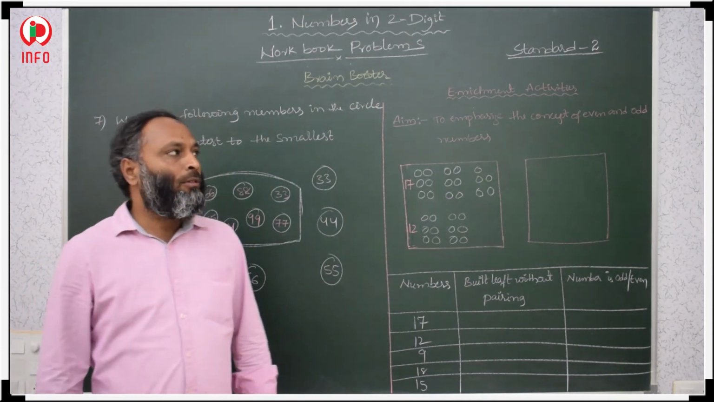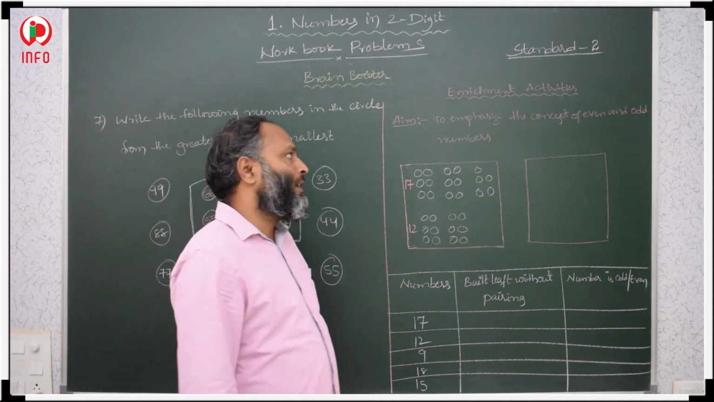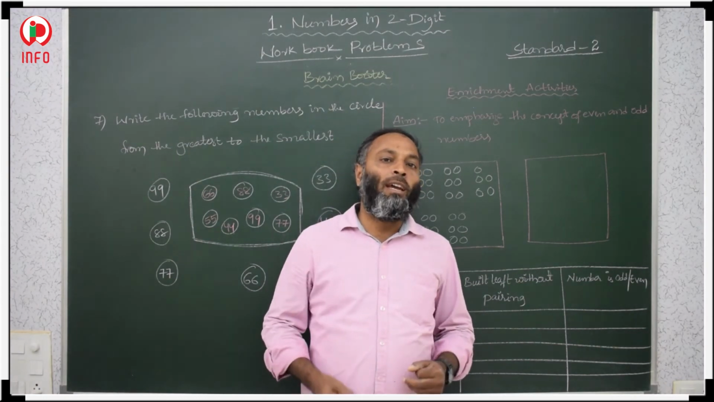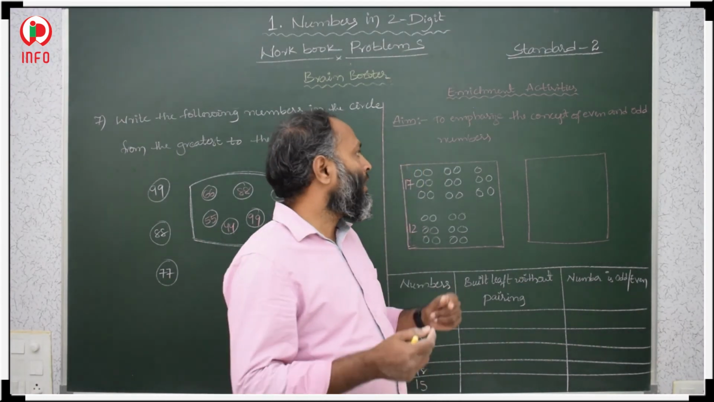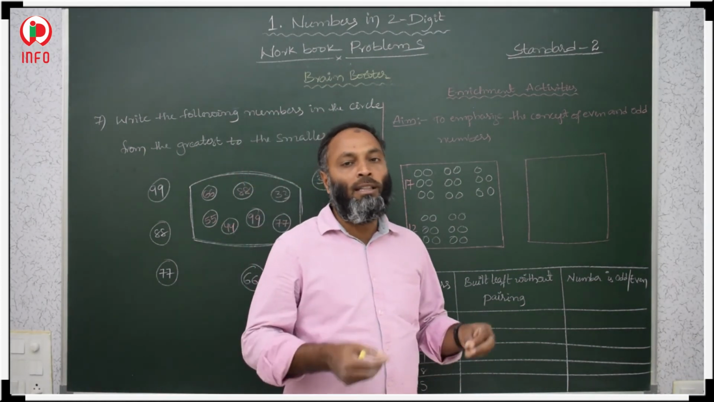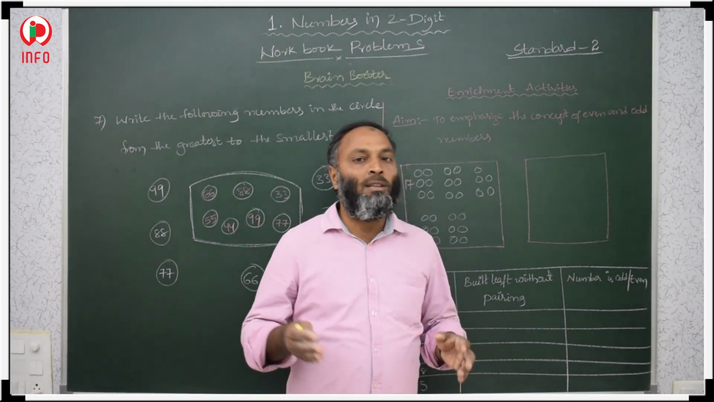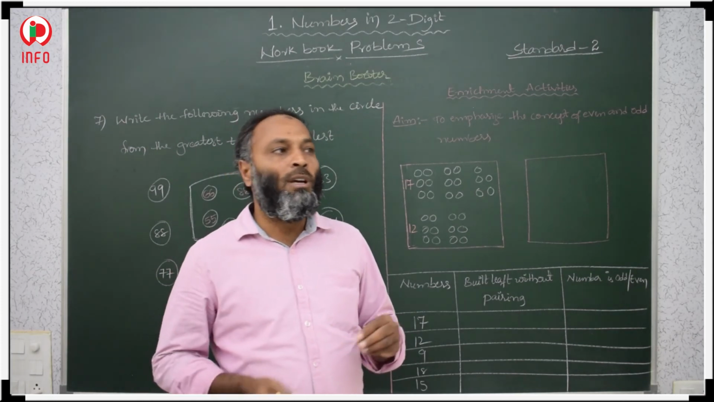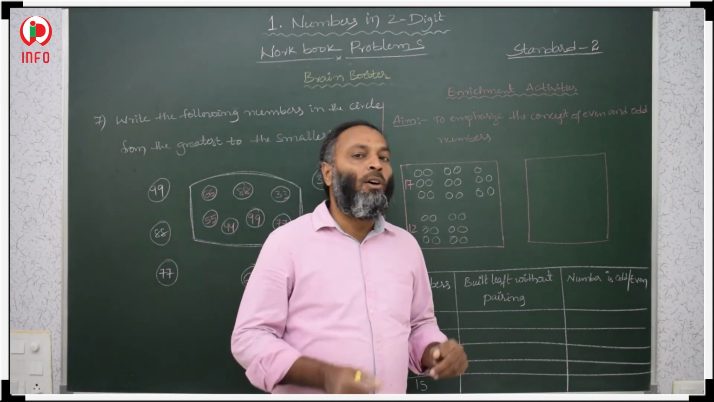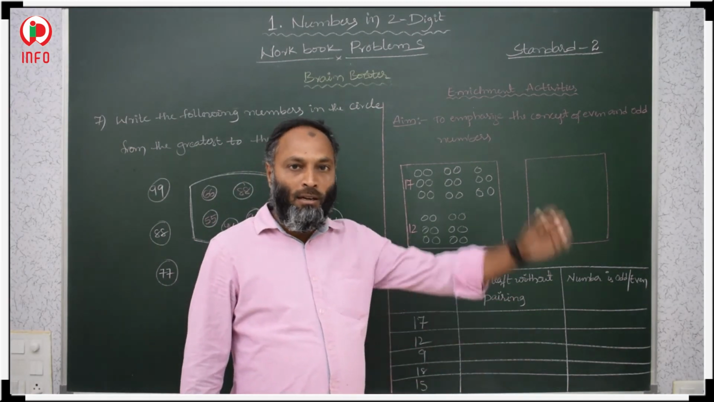Okay. Now, in this enrichment activity, we are going to do an activity. What is there in the activity? You know how to tell whether a number is even or odd. Either the number is even or the number is odd. The main aim is to understand what is an even number and what is an odd number. For that, first we have to take a sheet.